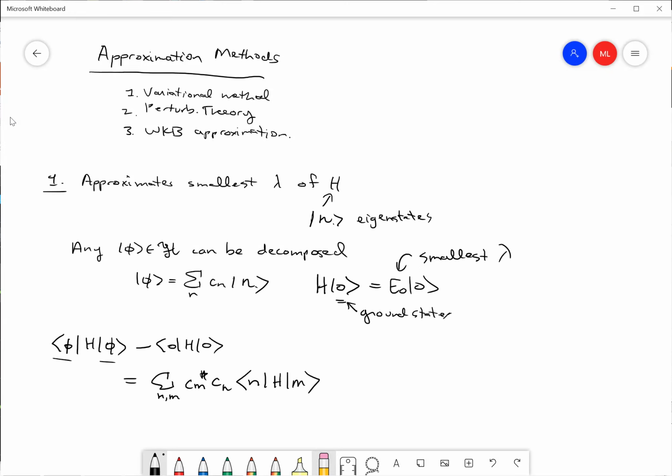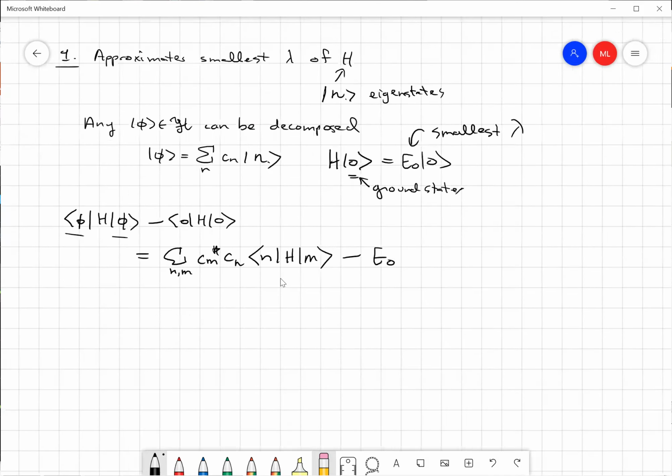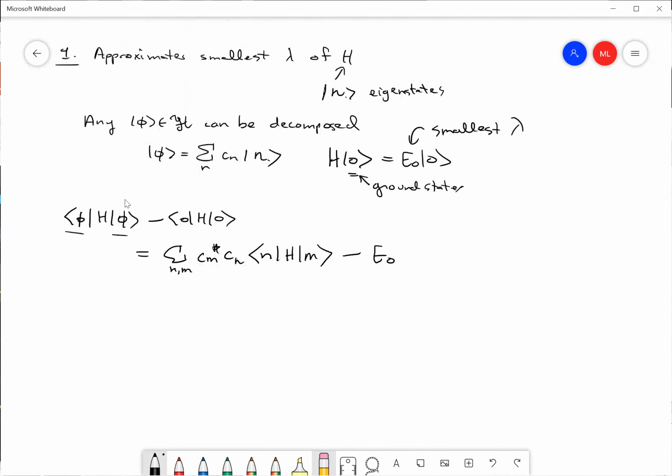Just label it with the eigenvalue, the eigenvalue index. So you get that for the expansion minus E0. Then what? Well, we know that these are eigenvectors of H. So H as a matrix is diagonal in those. So this has to be a sum over n. The only terms that contribute are the diagonal ones, and you just get the eigenvalue, right?